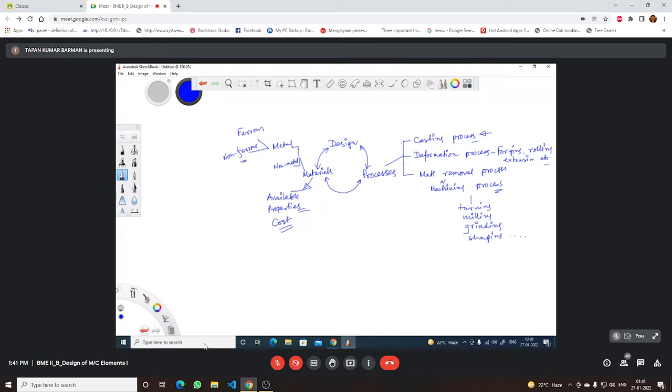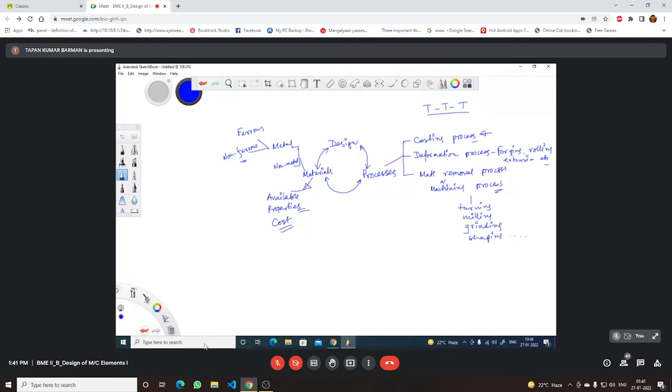Have you studied material science? Yes, sir. Okay, so I think you know the TTT diagram, the time, temperature, and transformation diagram. So from here, depending on the cooling rate and the time, you will get different grain structures, and depending on the grain structure, the properties in the material will be different.